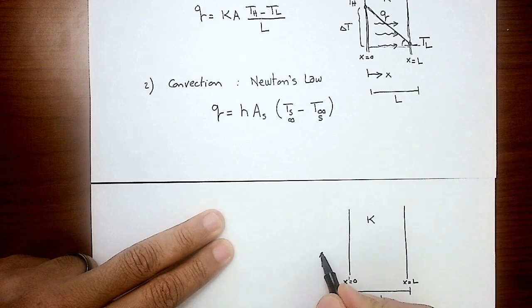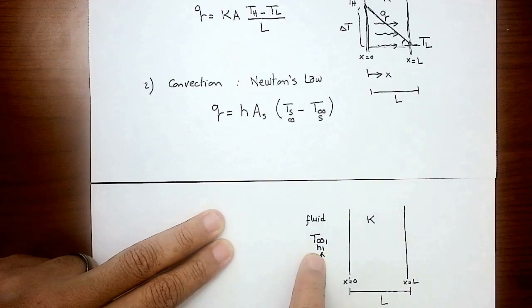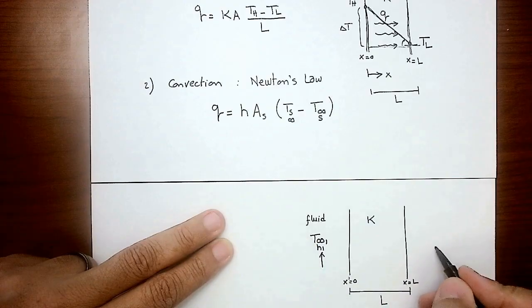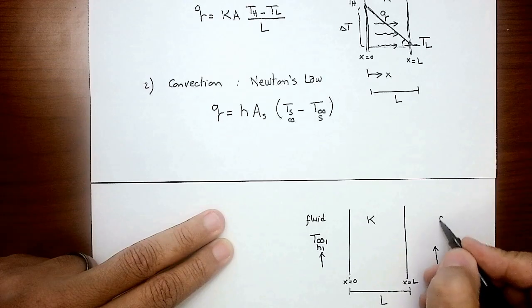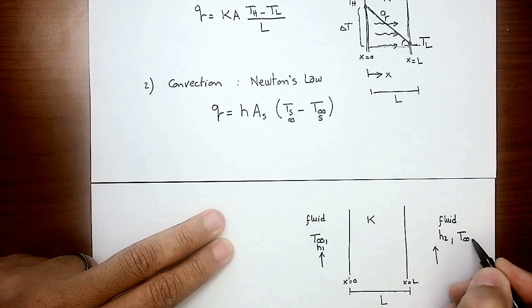So when I draw here, we have T infinity 1 and H1. This means that there is a fluid with convection heat transfer coefficient H1 and at a temperature T infinity 1. Then the other face of that wall is exposed to another fluid with thermophysical property H2 and temperature of T infinity 2.